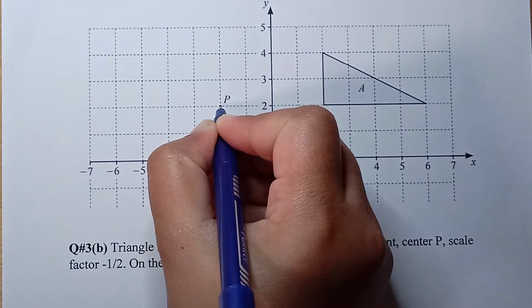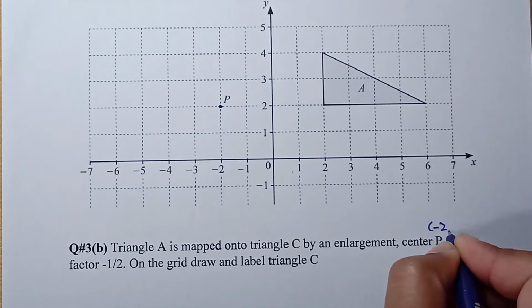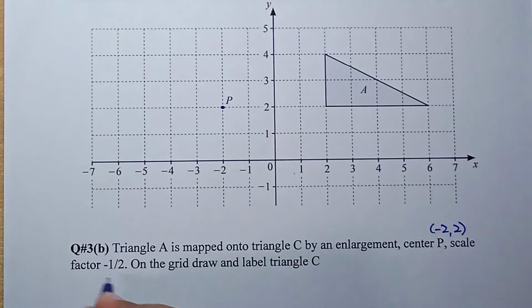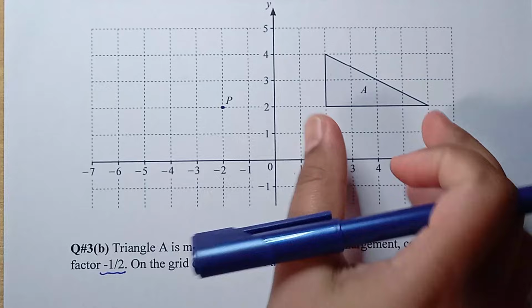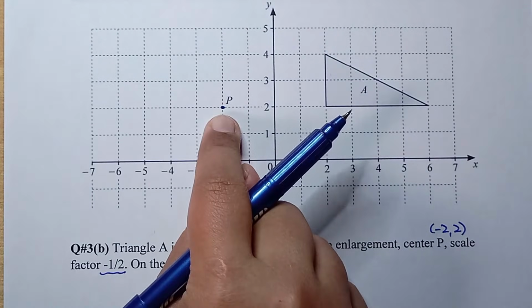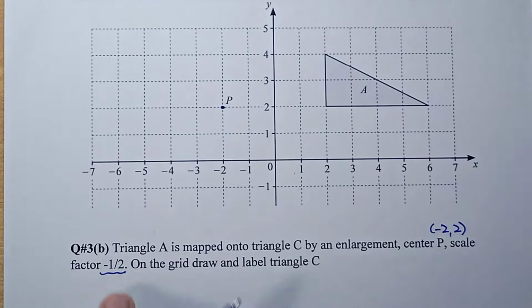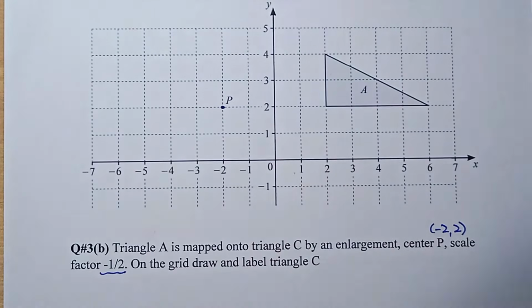So this is P, and what is the point P? The point P is -2, 2. This is the center. Okay. And the scale factor must be -1/2. So this negative sign represents that if the shape is over here, then on the opposite side of the center, the enlarged shape must be over here. So the negative sign shows that it is opposite to the center, and half means if it is 2 units, the new shape will be just 1 unit.